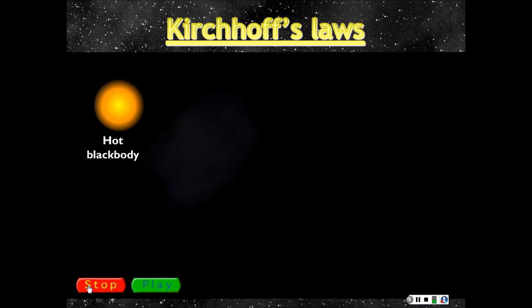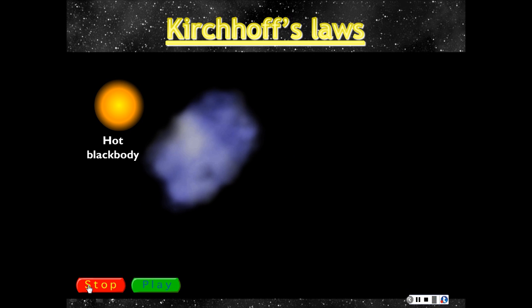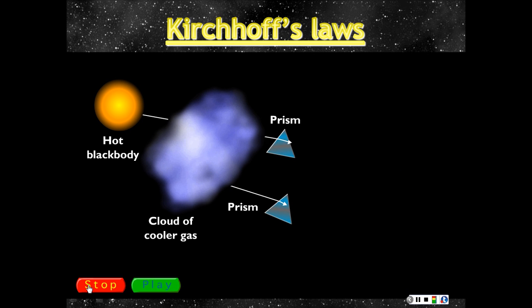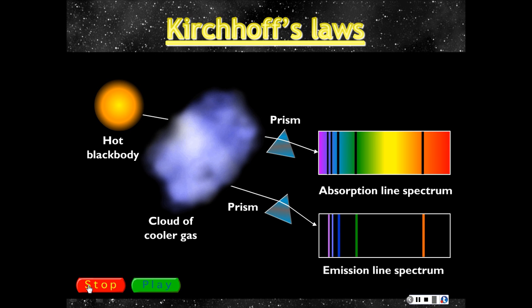Now, what happens if we actually have a cloud of material in front? It's cooler gas, it's passing through, and now it's being split up into its different light. So light that is passing through the cloud will either have an absorption line spectrum or an emission line spectrum. And we're going to look at why we get that and why it's useful.